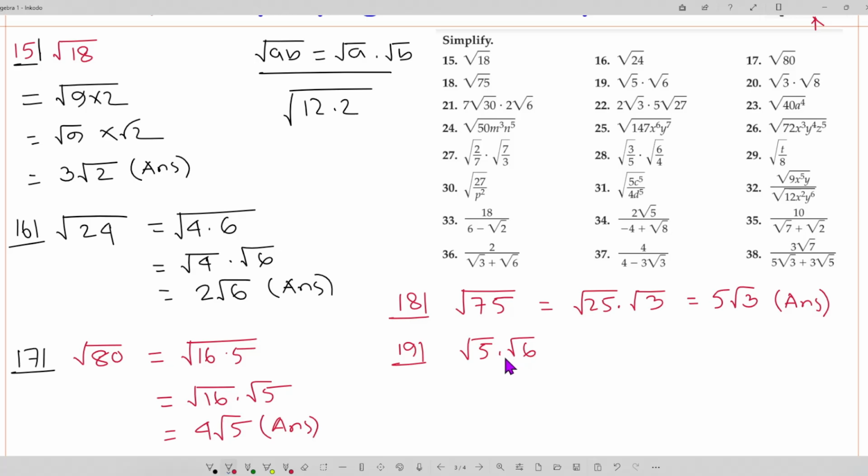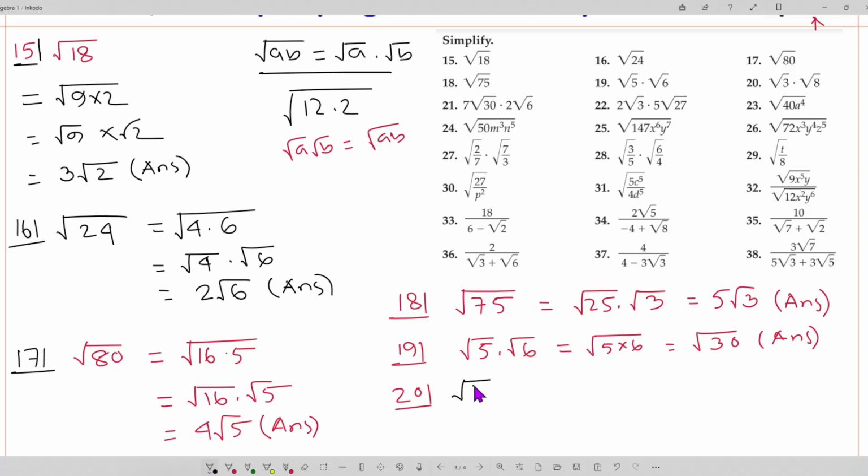So what can we do? So this one we can write like, look, root A times root B, we can write root AB. Similarly, this one we can write root 5 times 6. It means root 30 is our answer. Okay. Number 20.